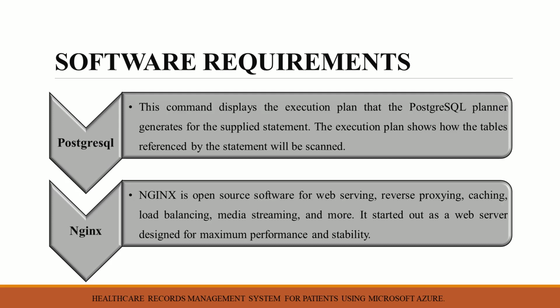Next one is PostgreSQL. PostgreSQL is a powerful open source object relational database system with over 35 years of active development that has earned a strong reputation for reliability, feature robustness, and performance. Nginx is open source software for web serving, reverse proxying, caching, load balancing, media streaming, and more. It is used for developing the busiest websites like Twitter and Facebook. The further slides will be explained by Srujana.